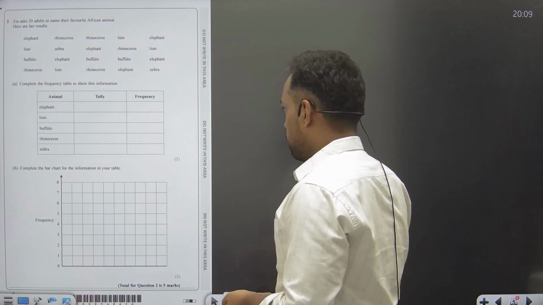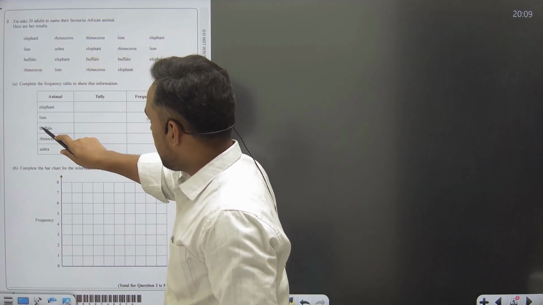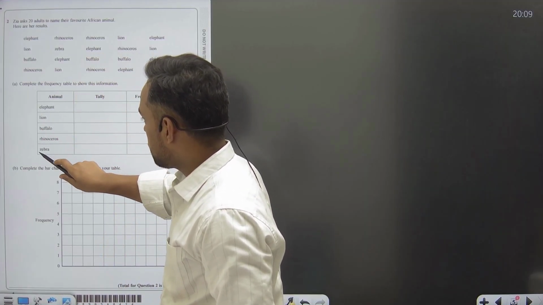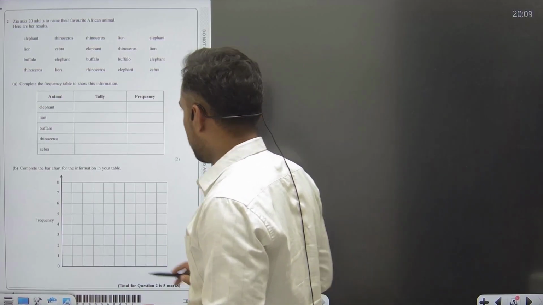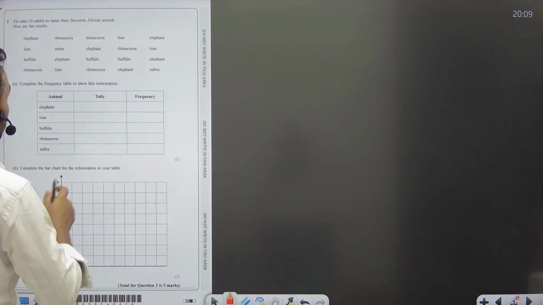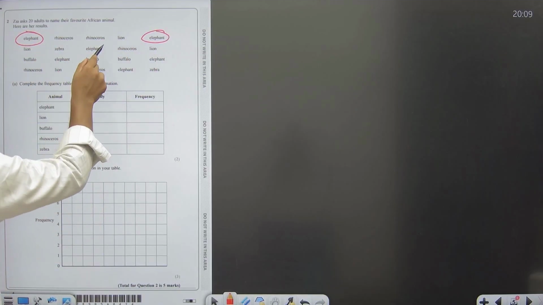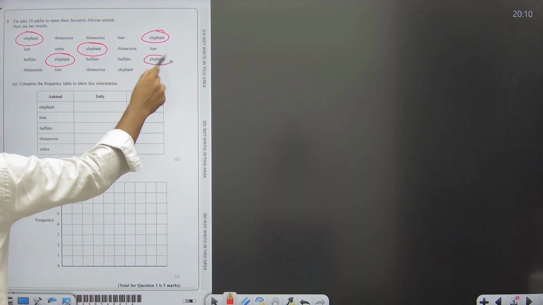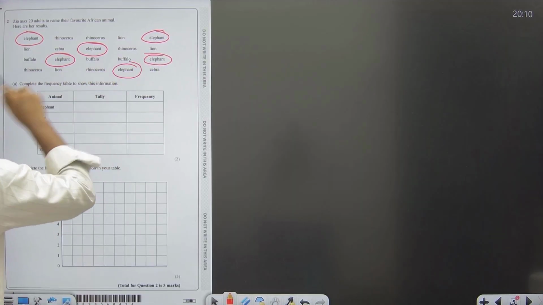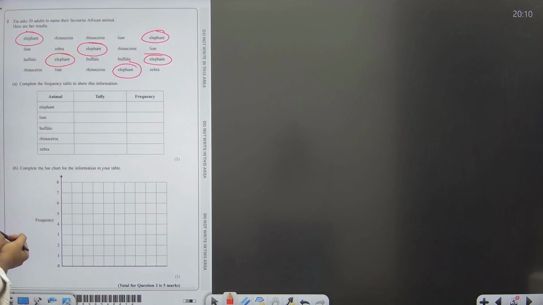Okay, so for example, what they have asked for: elephant, lion, buffalo, rhinoceros and zebra. So let's mark it out. If I say elephant, how many elephants are present? You need to circle it out with red color. You can see that 1 2 3 4 5 6 elephants are present, so we will write directly here 6.